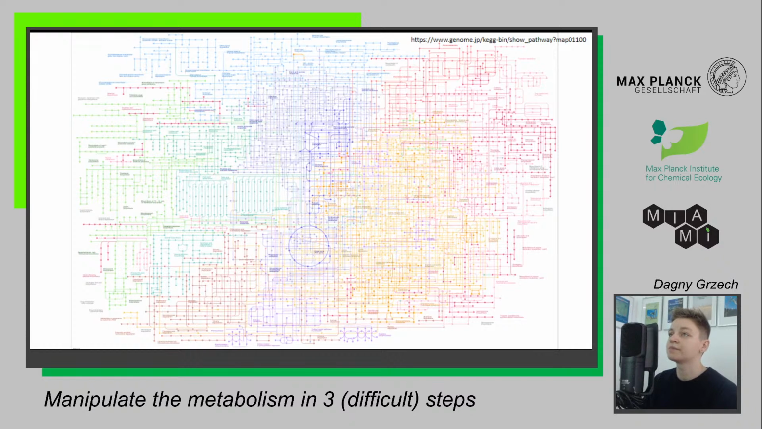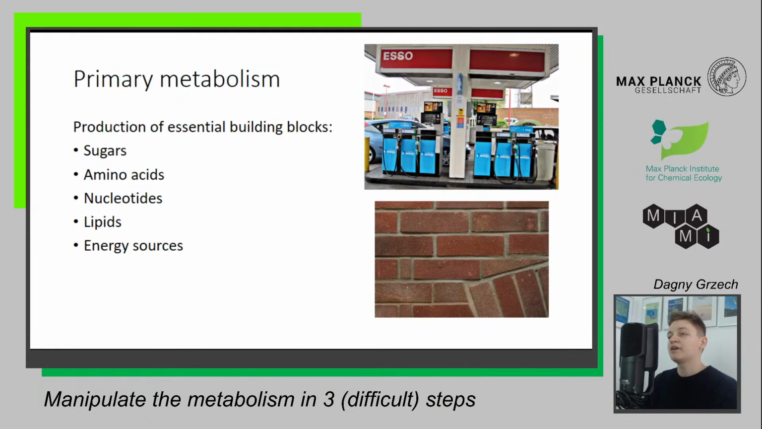how we go about this. So to make this a bit simpler, I would like us to split metabolism into 2 categories. The first category is primary metabolism. And basically, primary metabolism is the production of essential building blocks. So for living organisms, the essential building blocks are sugars, amino acids, nucleotides, lipids, and energy sources.